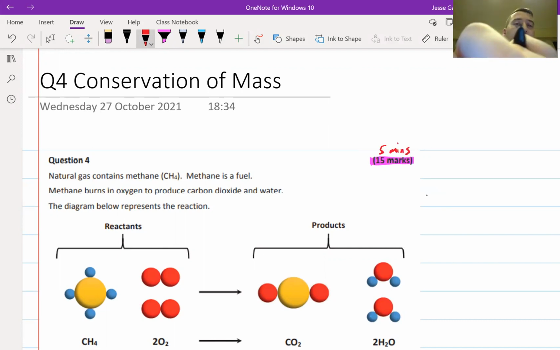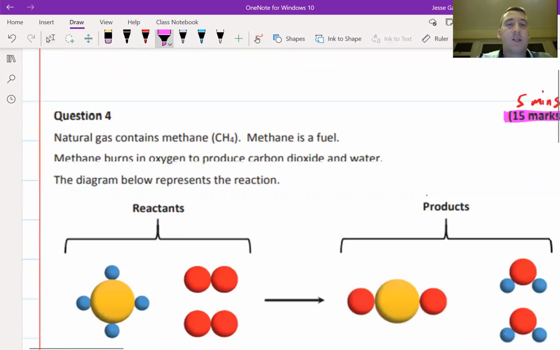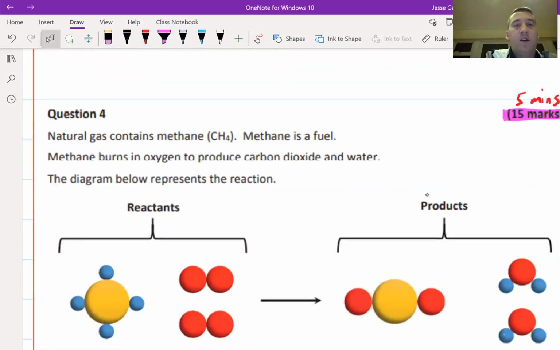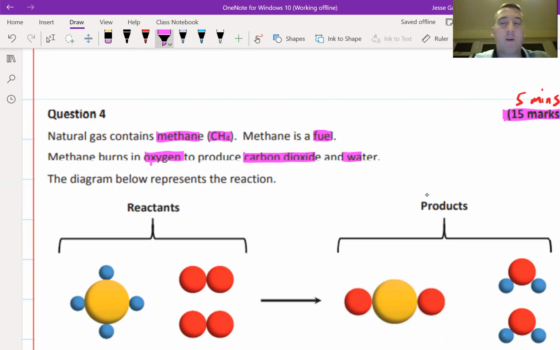We're going to start reading the question. Okay, so what does it say? It says natural gas contains methane, and the methane formula is CH4. Might be important, so I'm not highlighting it. It says methane is a fuel. Okay, so what type of substance is it? It's a fuel. And fuels like methane burn in oxygen to produce carbon dioxide and water. So we did this during chemical reactions when we looked at combustion reactions.